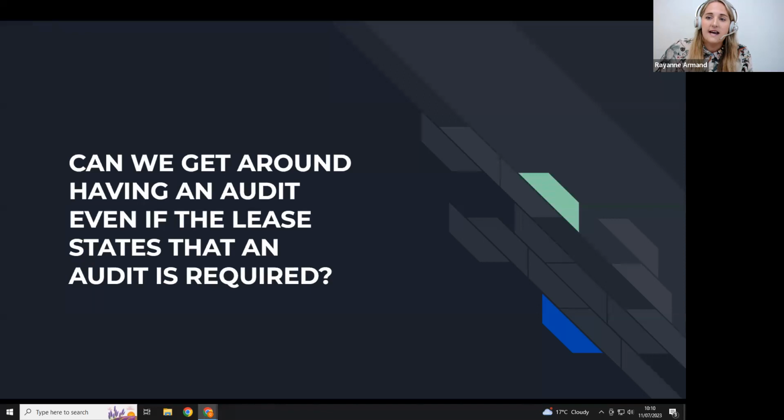The first is if the lease itself is dated before 1980, so the year 1980, then an audit is not required. The reason for this is that the lease predates the ISA. That is the International Standards of Auditing. Okay, so if the word audit is used in a lease predating 1980, that lease was before the international standards of auditing were prepared.